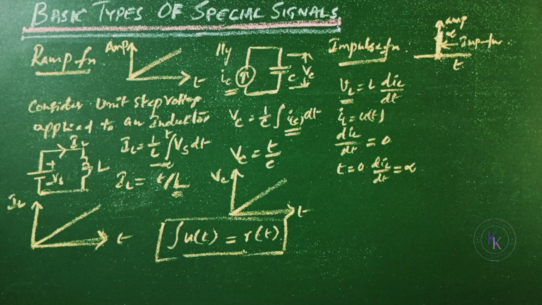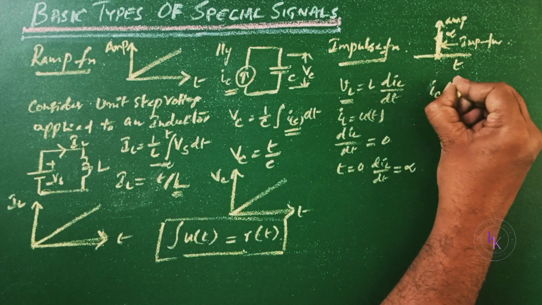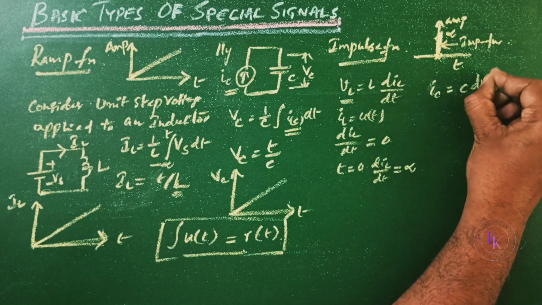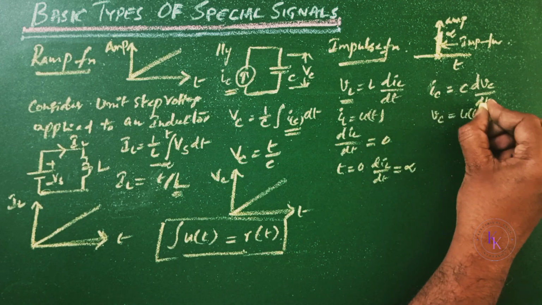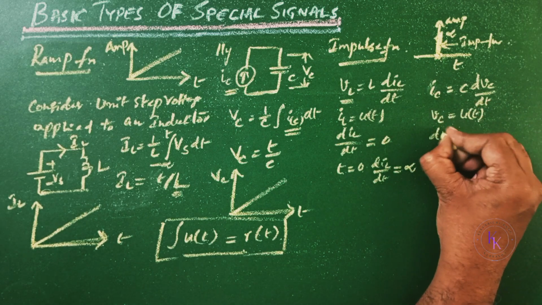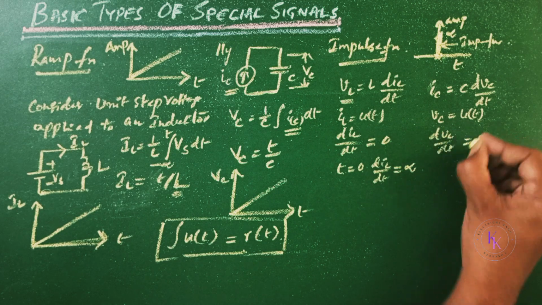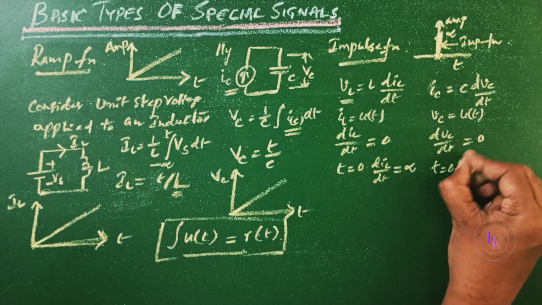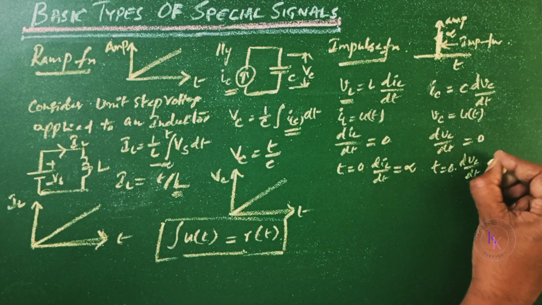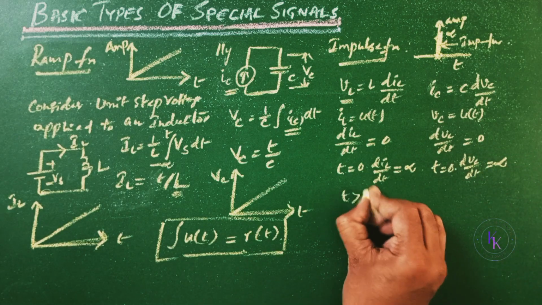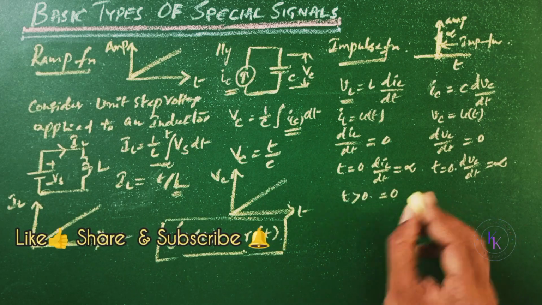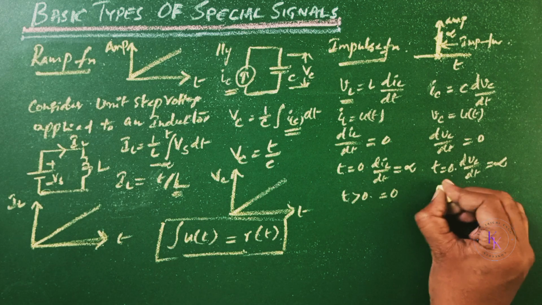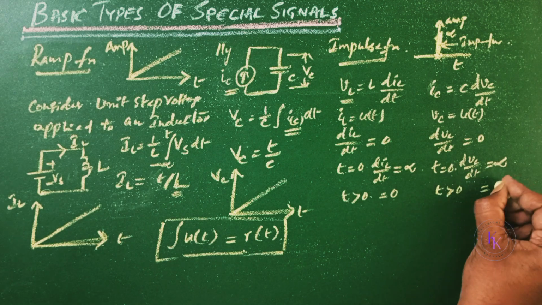That is, the function is infinity at t equals 0 and 0 at t greater than 0. Similarly, for the application of a unit step voltage to a capacitor, IC is given by C dVc by dt. So, if Vc equals the unit step voltage, then dVc by dt equals 0, but at the time t equals 0, dVc by dt equals infinity. When t is greater than 0, this value will become 0. And similarly, here also when t is greater than 0, this value will become 0.